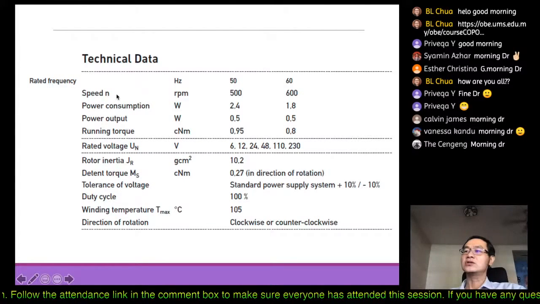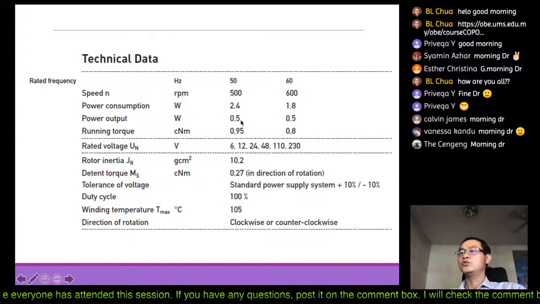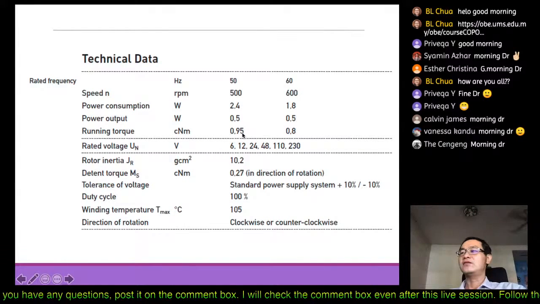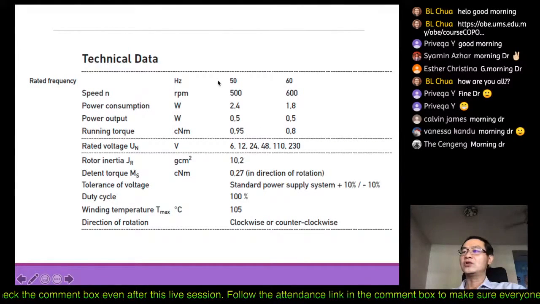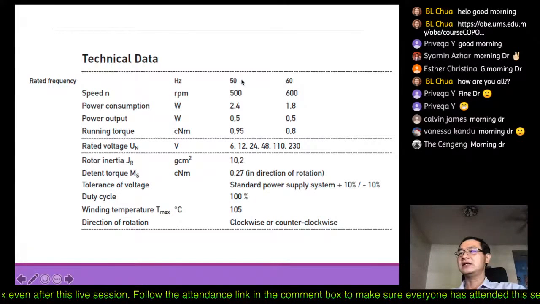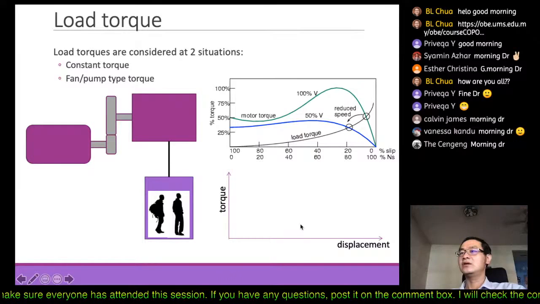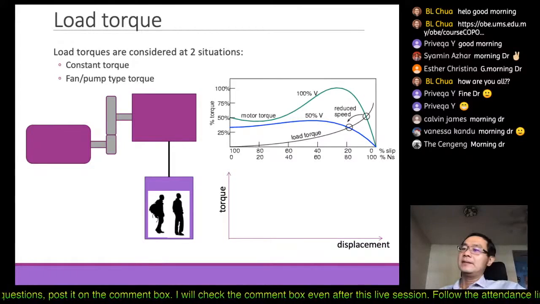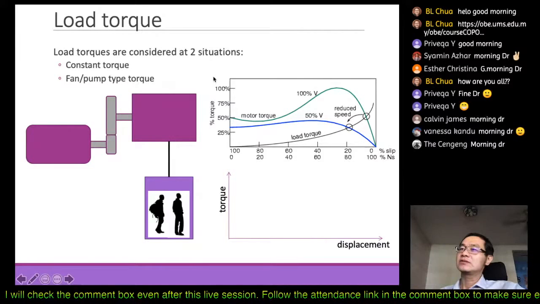So the speed would be 500, power consumption will be 2.4, output will be 0.5, running torque will be 0.95. So you can see that this is the performance of the motor at the rated frequency and rated voltage, and these are the characteristics, the duty cycle is 100% and so on. Now this is the load torque, what we can consider.